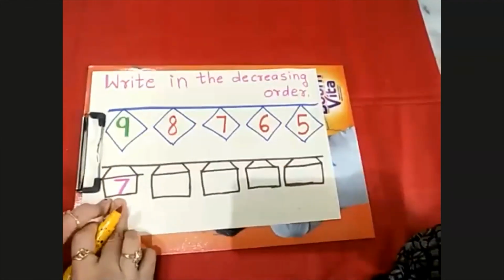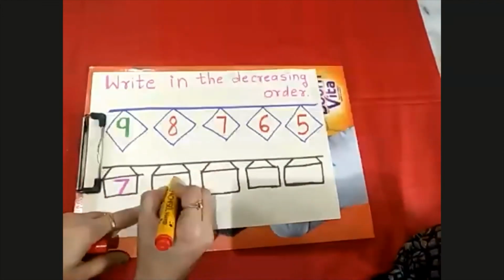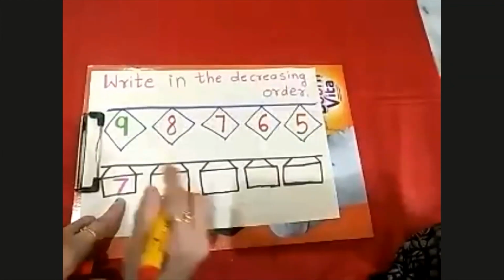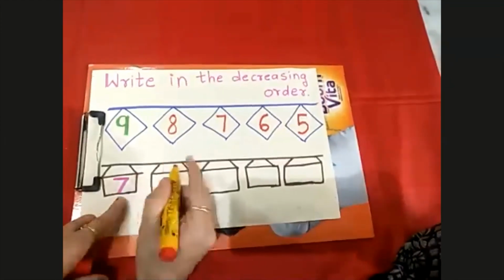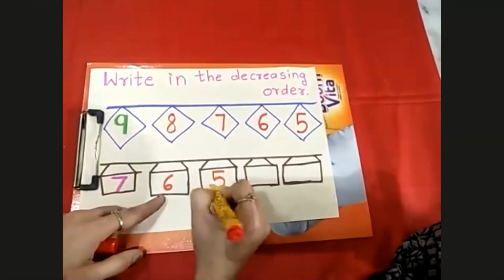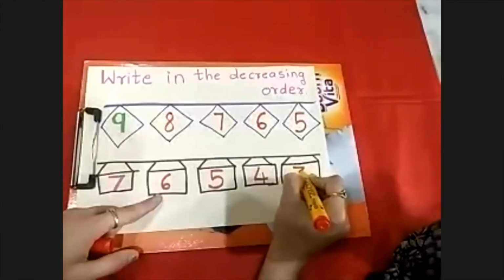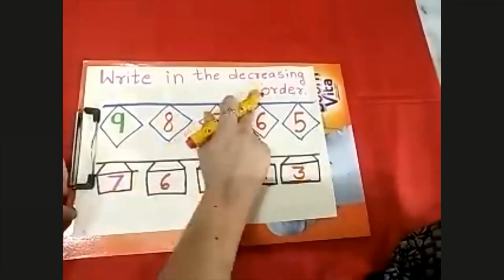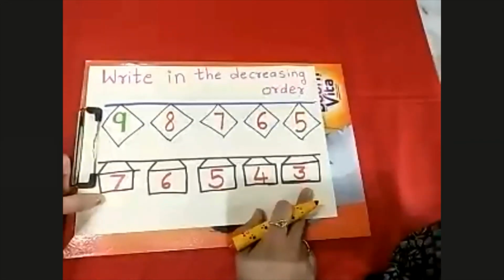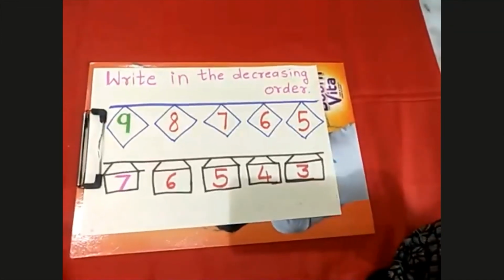Now, which number is this? 7. Okay. Now, 7, 6. Bigger number to smaller number. Which number is smaller than 7? 6. Then 5. Very good. Then 4. Very good. 3. Very good. So, in the decreasing order, we start from the bigger to the smaller number. Understood? Yes. Okay.